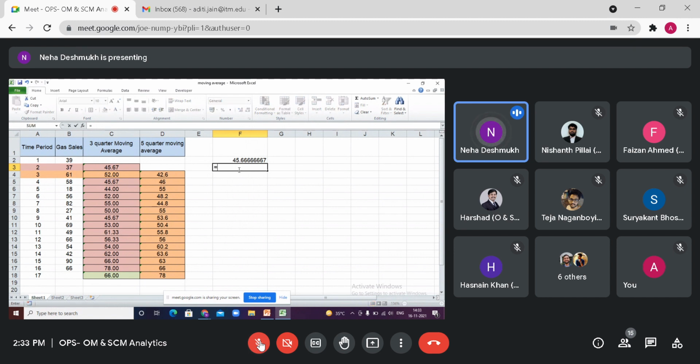The same thing you can do with the inbuilt function average. Select the three numbers and enter. See, the values are the same, right? So by this way you can calculate the 3 quarter moving average. Just drag the formula for the next forecasting. Here up to 16 we have values, so we can calculate up to 17. What will be the expected or predicted value for 17 with 3 quarter moving average? What will be the expected value with the 5 quarter moving average, right?